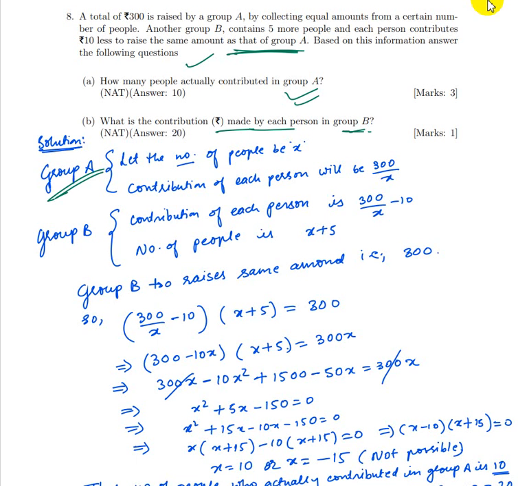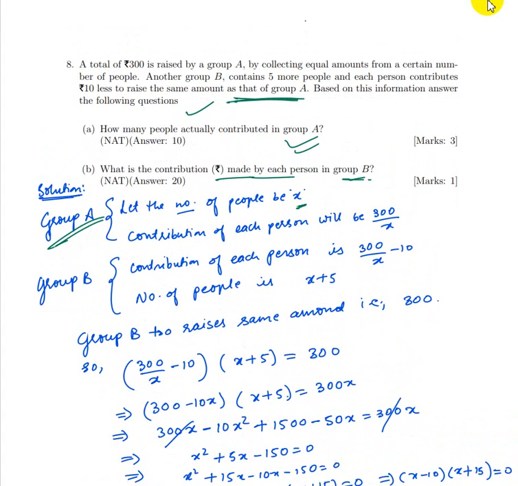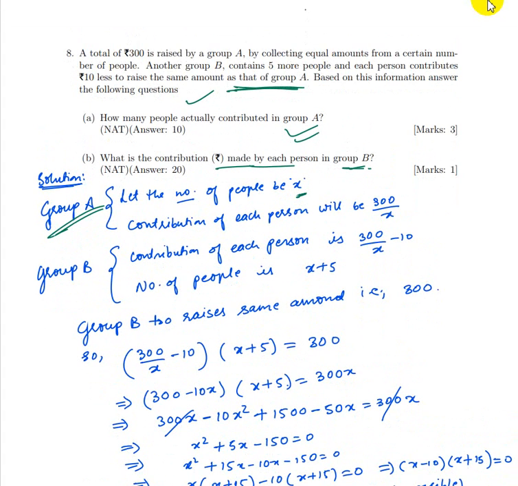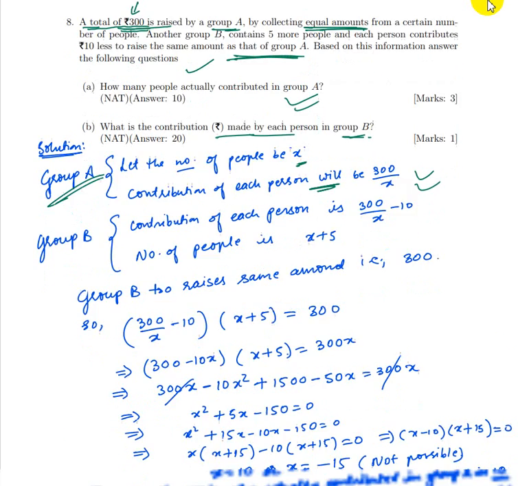So taking the case of group A, let the number of people be x. The contribution of each person will be 300 upon x. How did this happen? Because the total amount raised by group A was 300 rupees, and it is given that they are collecting equal amounts. So the contribution made by each person will be nothing but 300 divided by x, which is just the unitary method.